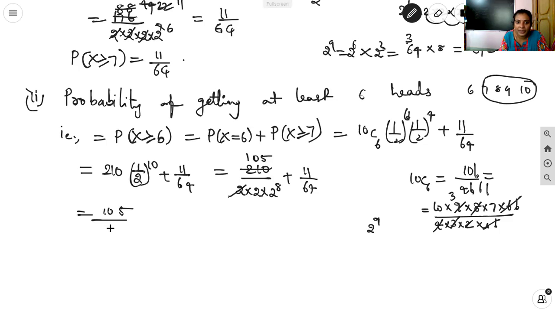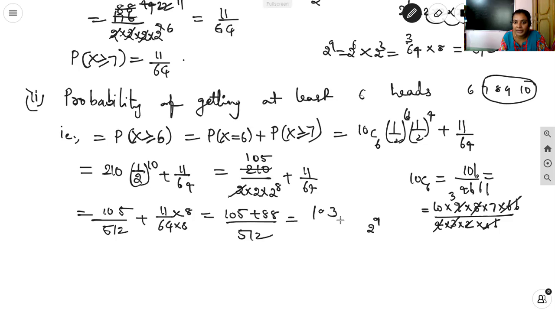It's 105 by 512 plus 11 by 64 into 8 into 8. So 105 plus 88 by 512, it is equal to 193 by 512. We can convert into decimal places also, or we can stop here. It is also no worries.